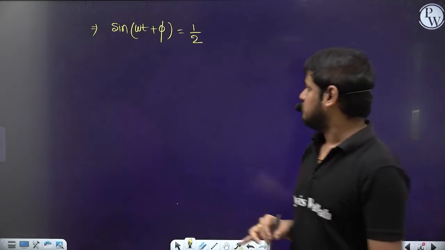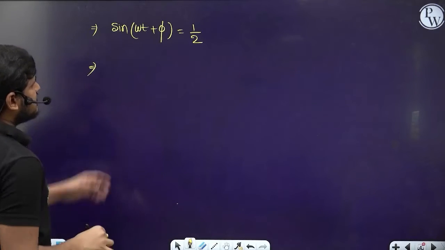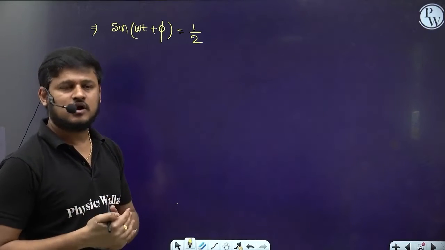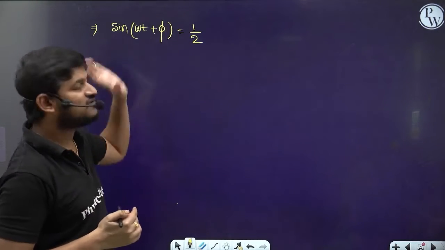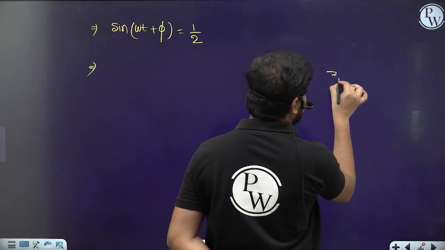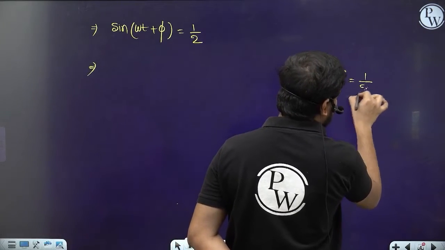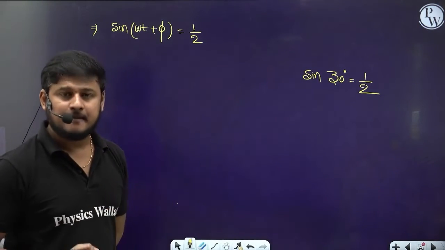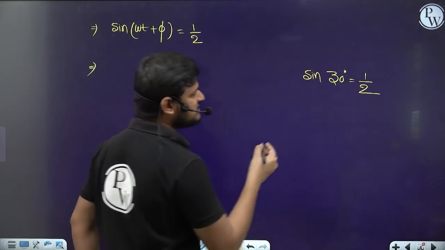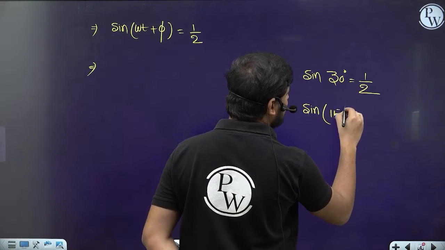Done. Sure. So now shall I write this as omega t plus phi is equal to 1 by 2? For which values of sine do we get 1 by 2? Sine 30 degrees is 1 by 2. Now for any other angle, it will be 1 by 2 again. So shall I say that the sine of 150 is also 1 by 2?